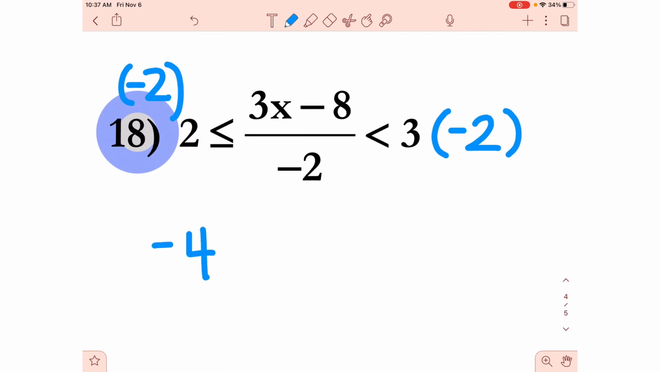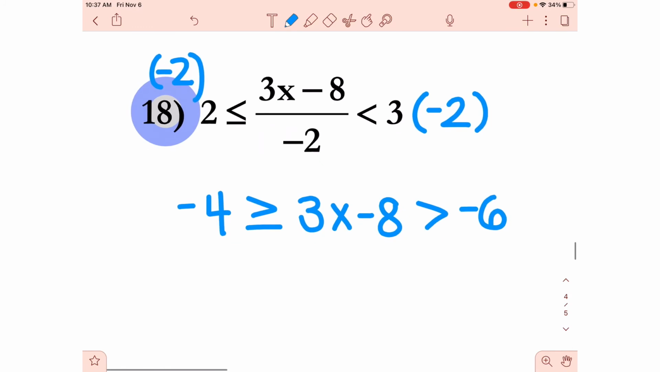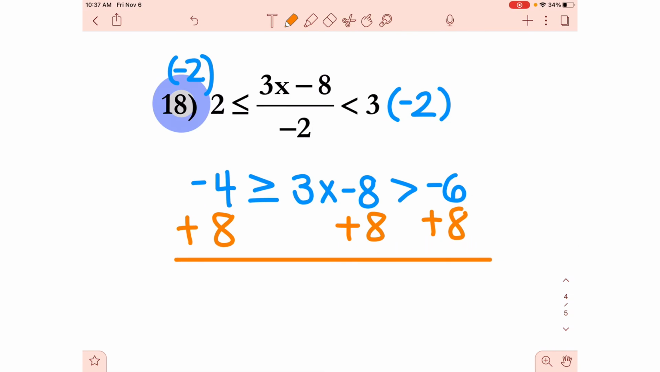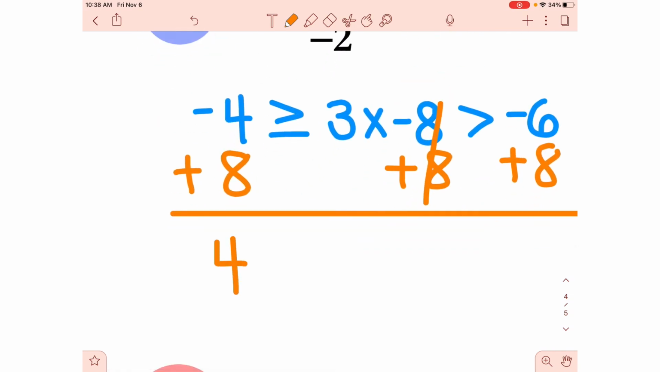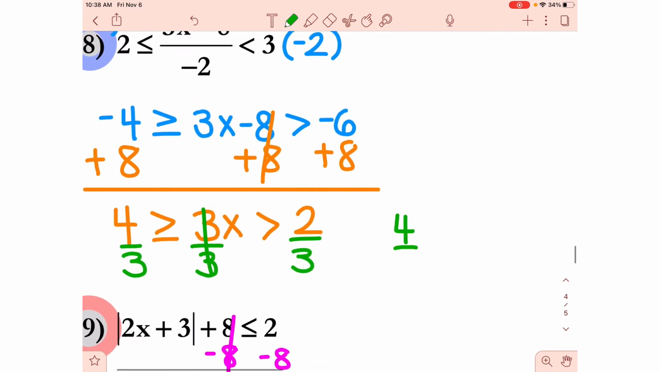So I get negative 4 is greater than or equal to 3x minus 8 greater than negative 6. Okay, so I flipped the sign because I multiplied by a negative number. And now I'm just going to solve this by adding 8 to all the sides. So I get 4 greater than or equal to 3x greater than 2. Divide everything by 3. So I have 4/3 greater than or equal to x greater than 2/3.